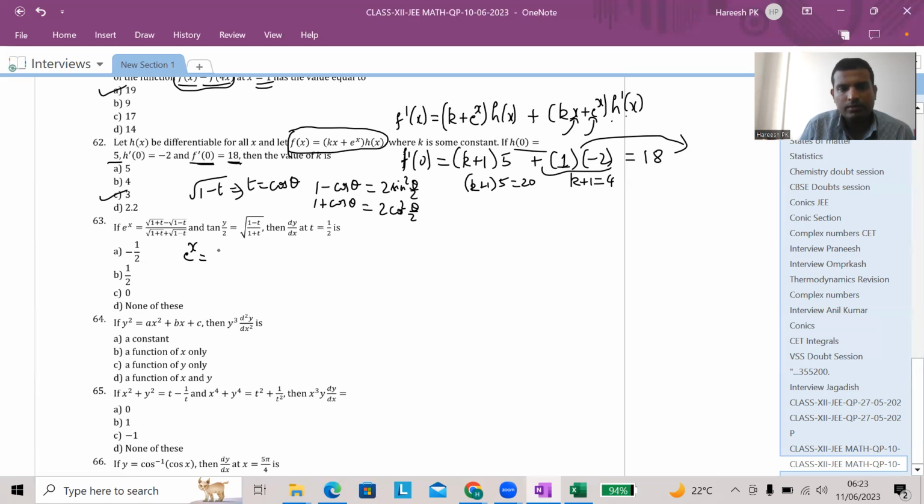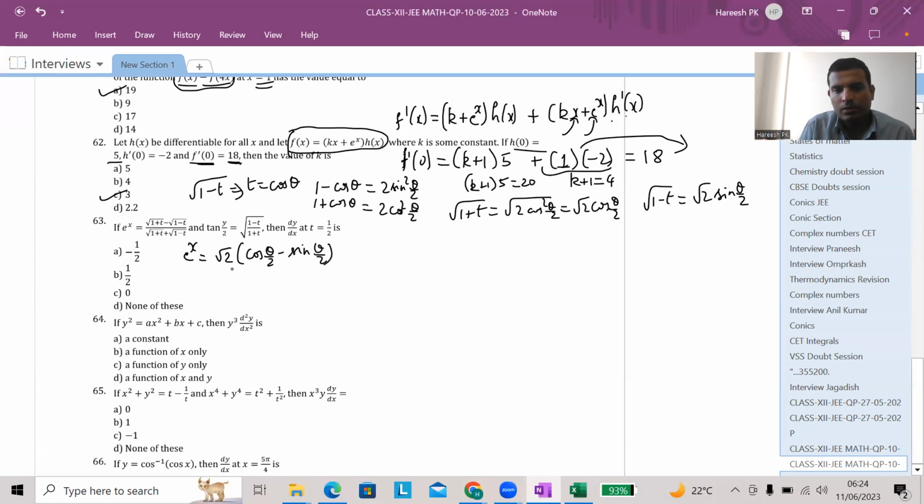1 plus t becomes root 2 cos square theta, right? Root of 1 plus t can be written as root 2 cos square theta by 2, or simply root 2 cos theta by 2. Similarly, root 1 minus t can be written as root 2 sine theta by 2. So when I make that substitution here, I will pull out root 2 common. So I'll get cos theta by 2 minus sine theta by 2 whole divided by root 2 into cos theta by 2 plus sine theta by 2.